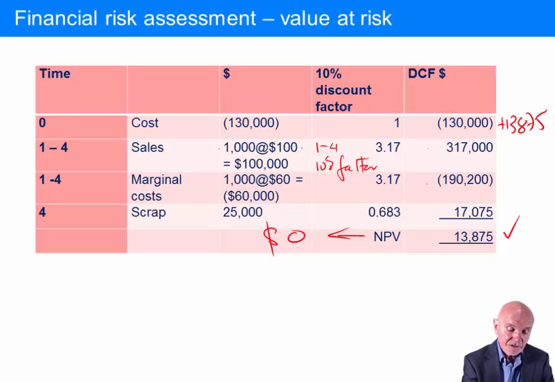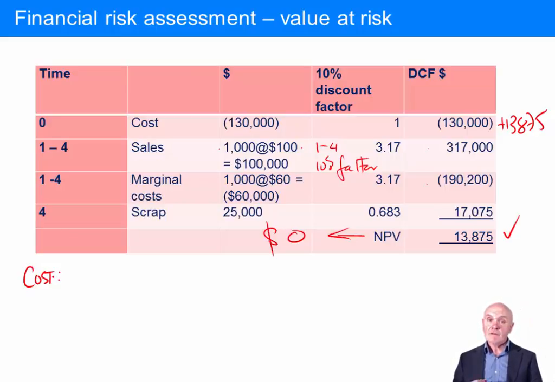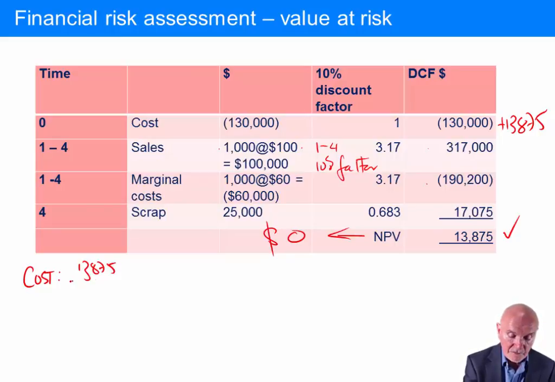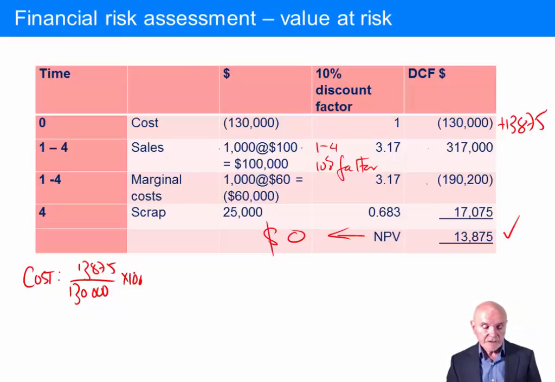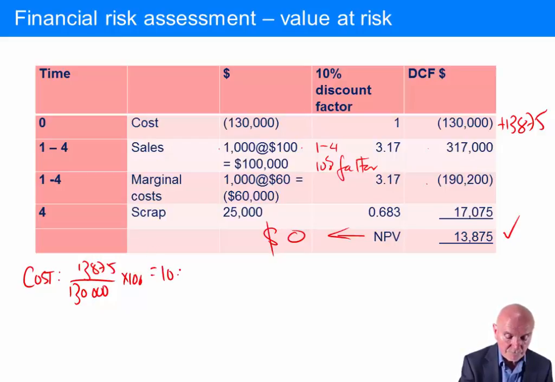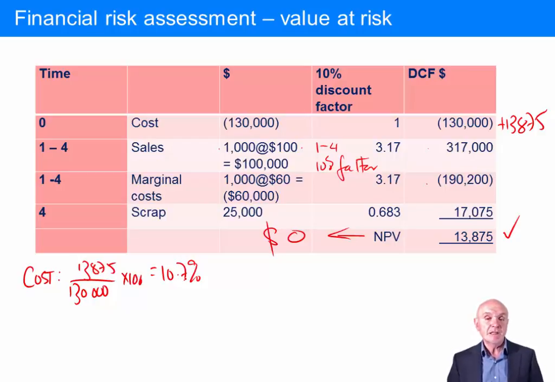And the sensitivity to cost, all of these sensitivities are nearly always done with respect to a percentage, proportional change. The 13,875 divided by the 130,000 times 100, so 13,875 divided by 130,000, is about 10%, 10.7%. So if your costs went up about 10 to 11%, you're beginning to change your mind.